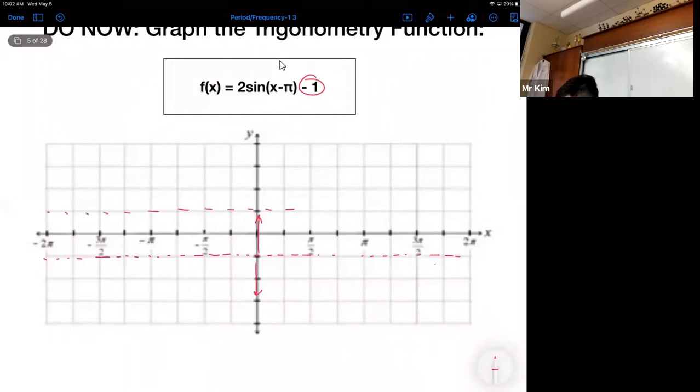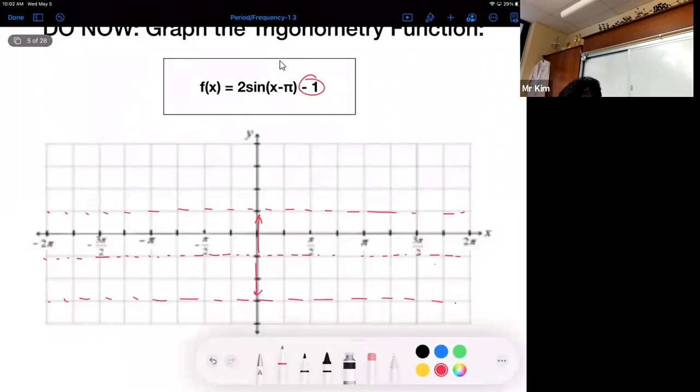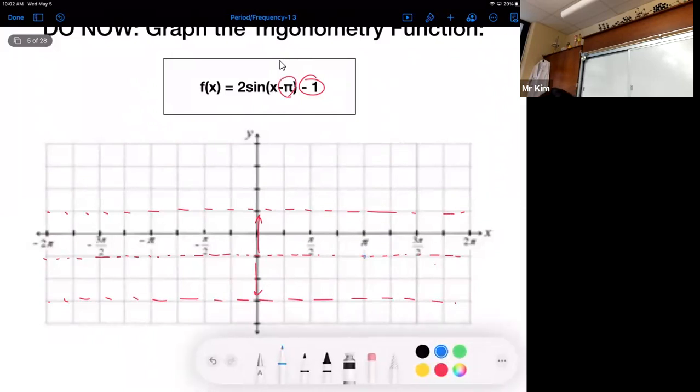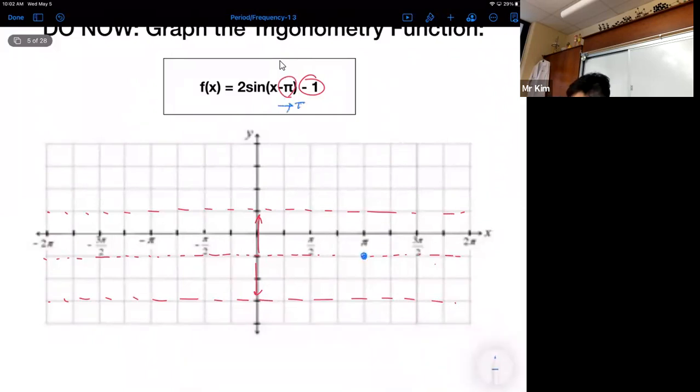So you go up 2 and you go down 2, and it gives me a small window in which I'm working. You want to be organized because I want to see where your max, middle, and minimum lines are. Next, at pi you have to go to the midline because it's sine. At pi you go to the midline. So this means you move right by pi. Therefore, you're starting at the positive pi. Hence, step number 3, after you establish your framework, is the starting point.